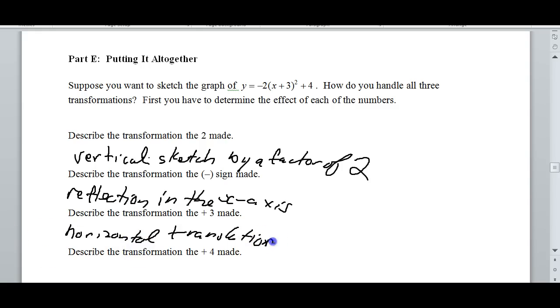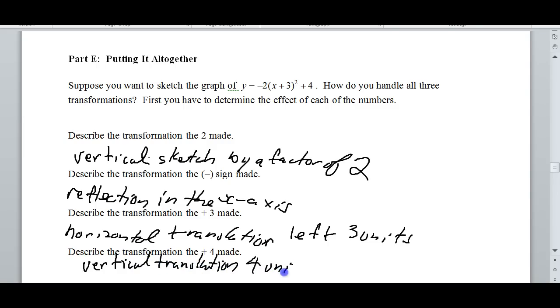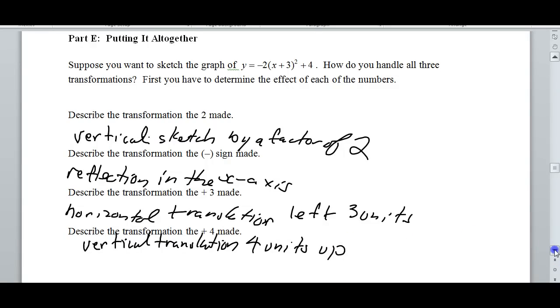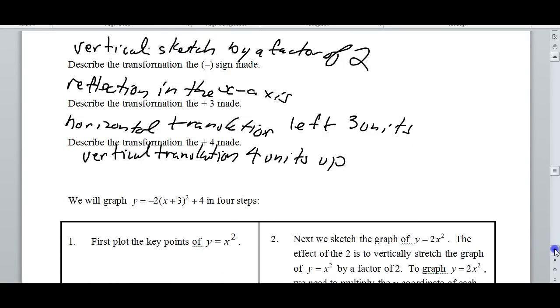Horizontal translation. And that goes left 3 units. And plus 4 is a vertical translation, 4 units up. When we talk translations, you have to go which way and how much. So left 3 units, or 3 units left, and 4 units up, or up 4 units. We're going to graph this.